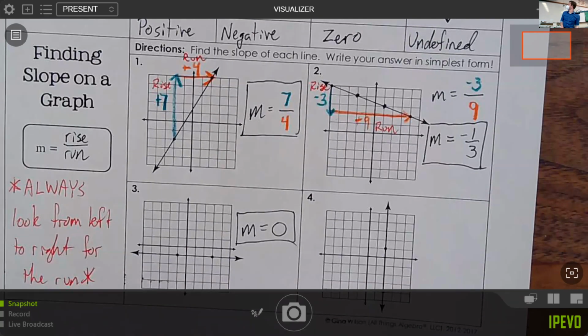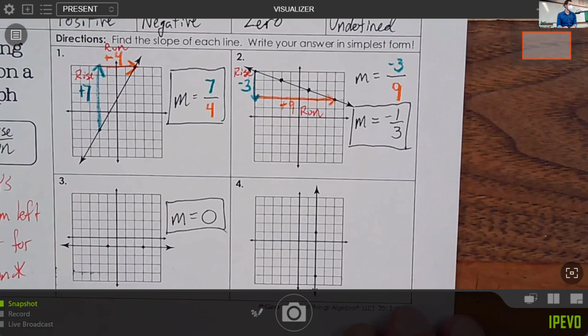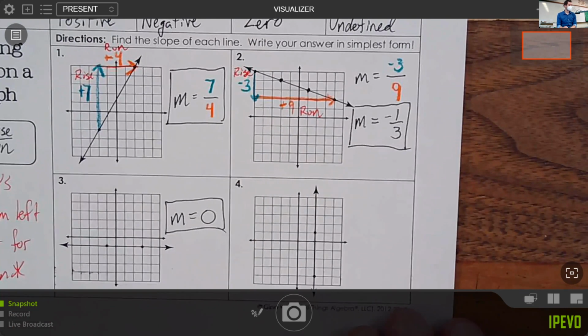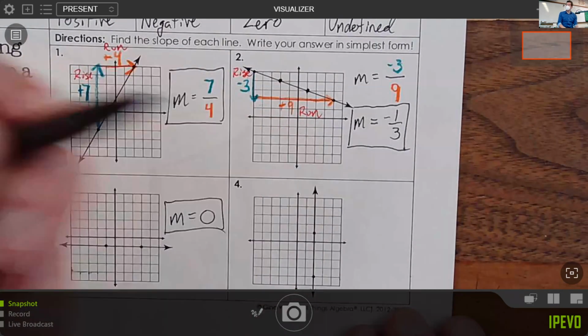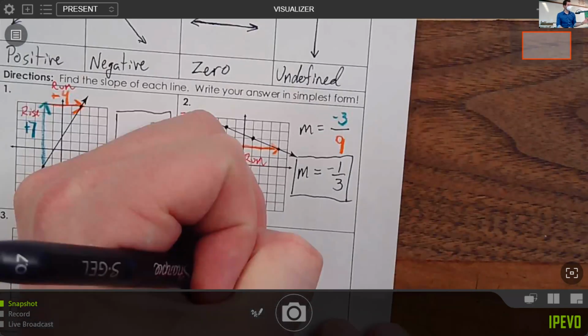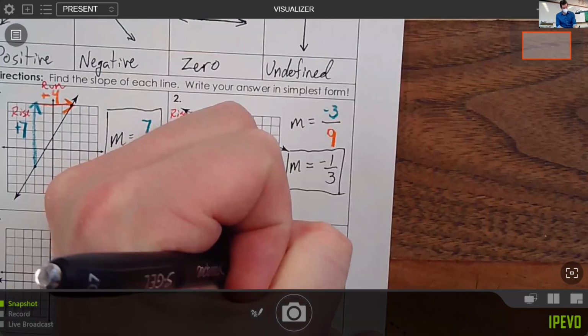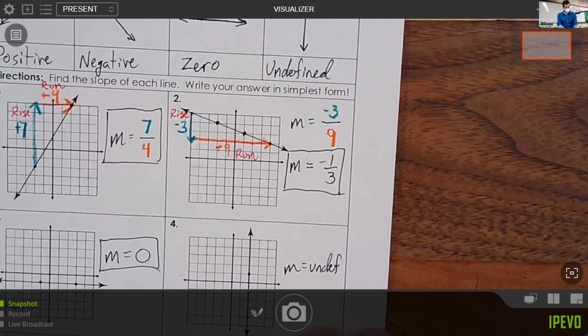How about the next one? Take a look at your types of slope guide. Tell me what we got here. What's our slope? What kind of a slope is it? Or what kind of a line is it? Vertical line, undefined, yeah. So m equals, you can either write the entire word undefined. I usually just write UNDEF. I abbreviate it most of the time.